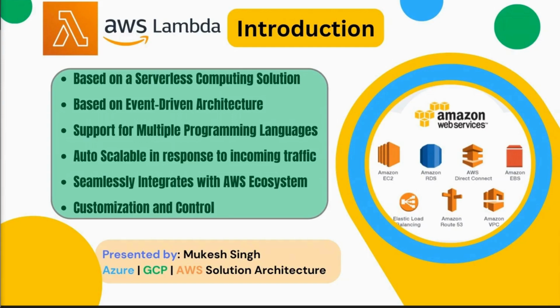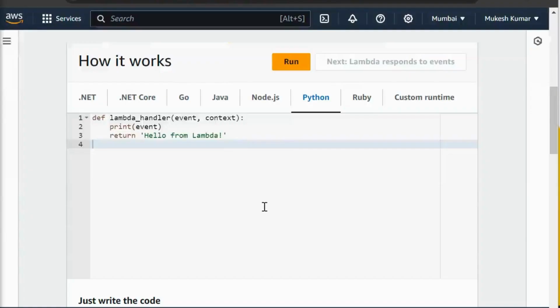Okay, so I am moving to my AWS account, where there are some samples provided by AWS services. Here you can see how it works. So here you can see it supports multiple languages as I told you earlier, that is .NET, .NET Core, Go, Java, Node.js, Python, Ruby, even a custom runtime.